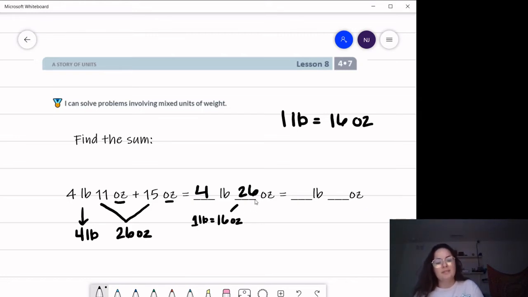And then what is left over after I pull out those 16 ounces? That would be 10 ounces. So from 26 ounces, I pulled out 16 to make a pound, which I'm going to add on to the pounds I already have. So now I've got 5 pounds. And then remember, the 16 ounces got taken out and turned into a pound. So what's left over? 10 ounces. So my answer for 4 pounds, 11 ounces plus 15 ounces is 5 pounds, 10 ounces. Okay, so let's go ahead and move on to the next question.